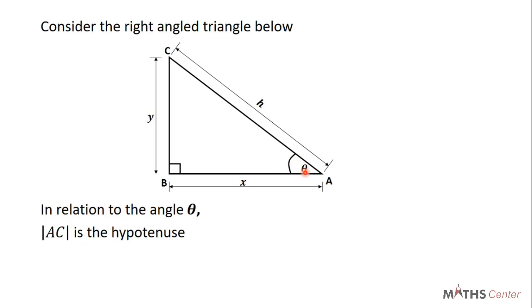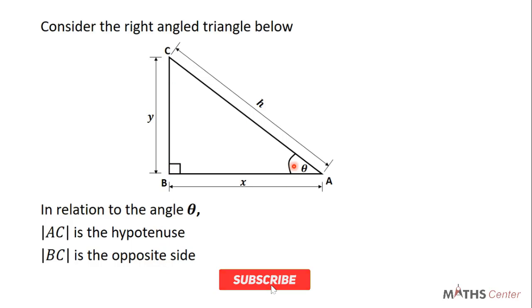Considering this angle here, angle theta, the length BC, that is from B to C, which is represented by Y, is the opposite, because BC is opposite to this angle here, which is theta. So BC is the opposite side because BC is opposite to theta. I hope you are clear. BC is the side opposite to the angle we are considering. The angle we are considering in this right angle triangle is theta, this acute angle. So BC is opposite to theta.